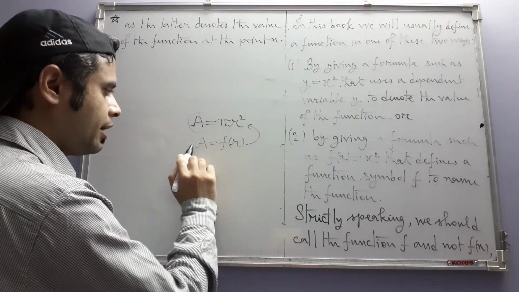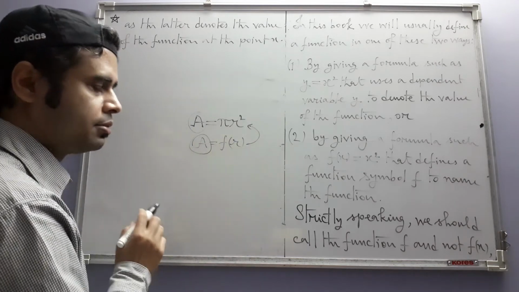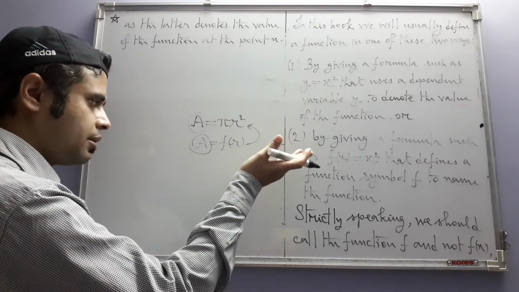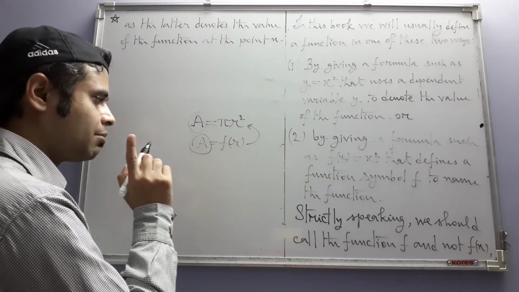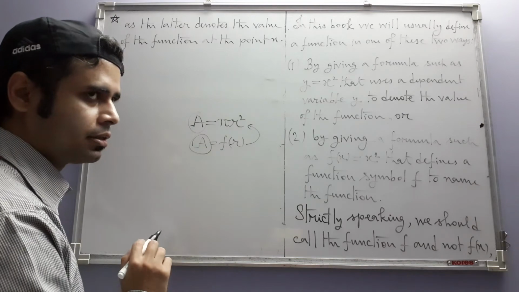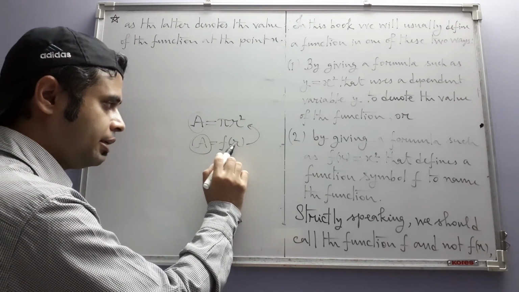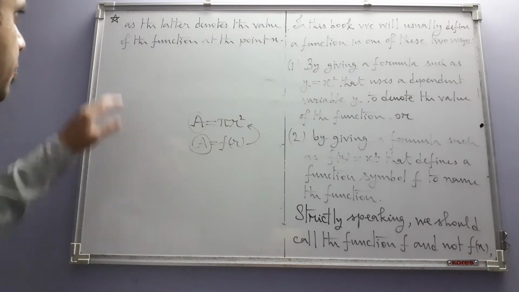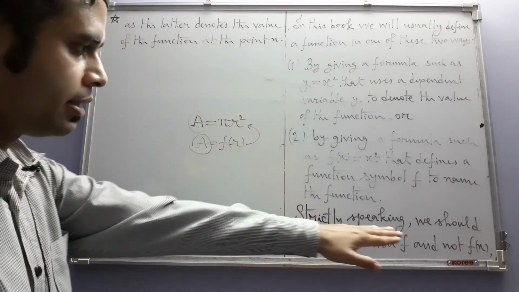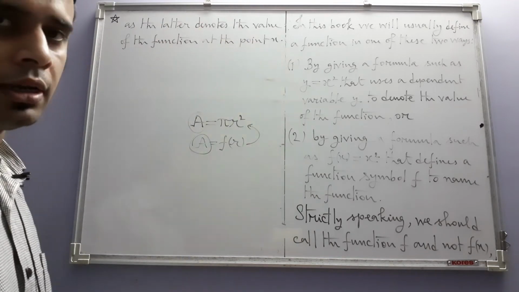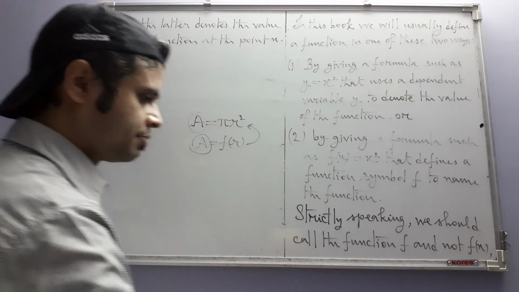Then you may think that a itself is the function, but that is not true. The function is there in the background, and a is one particular value of the function, namely the output value when the input value is r. So as the letter f x denotes the value of the function at the point x.